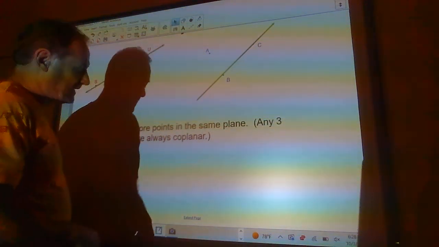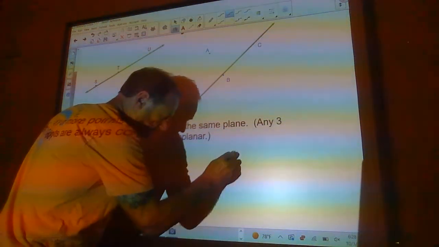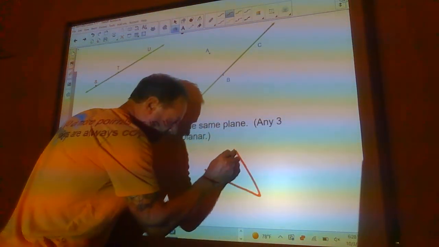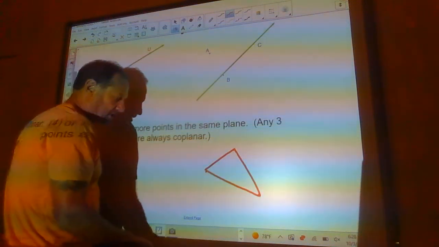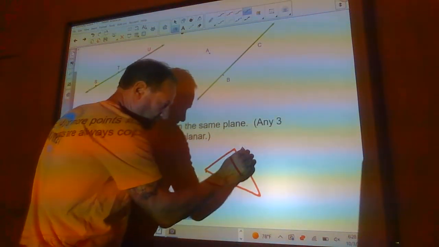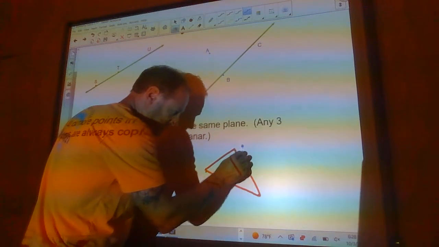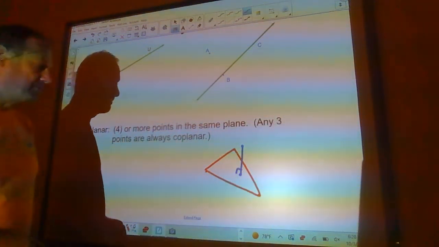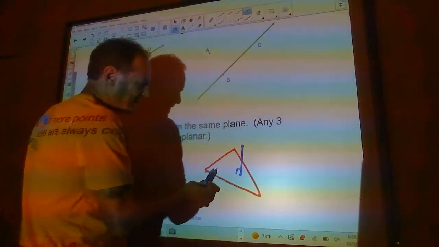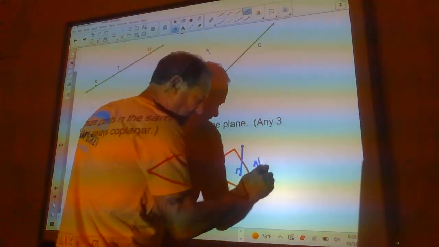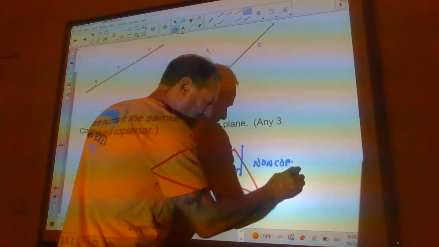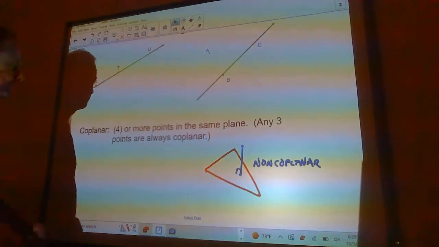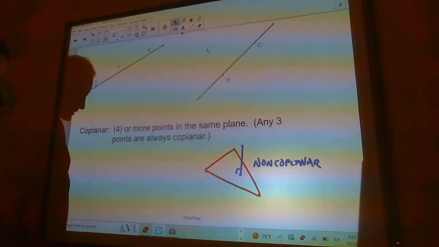So I could make something like this. Here's 3 points, and I draw the plane as a triangle. And then I put another point right here, and I show that it's above the plane. It's not in the plane. These are non-coplanar. So you need to know the words collinear and coplanar.